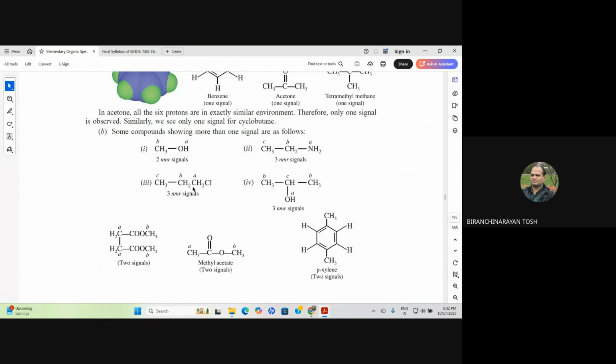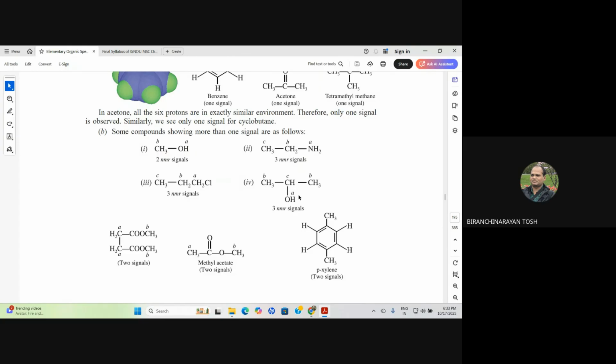In this case, you consider this CH2, this CH2, but they are in different environments. The carbon denoted by A is attached to chlorine and here attached to carbon B. But carbon B is attached to carbon A and carbon C. And carbon C is attached to only one carbon, that is carbon B. Therefore, these two protons are different from this and different from this. So three types of protons are there. So we'll get three NMR signals.